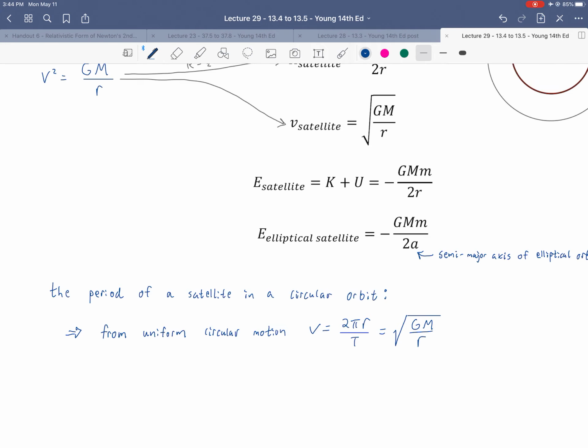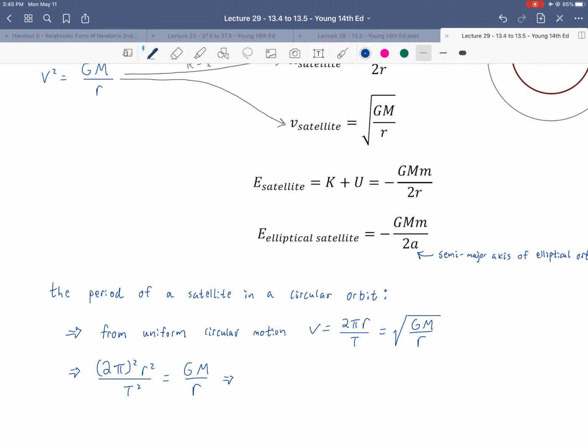So we want to go ahead and square both sides. So then I'm going to have 4 pi squared r squared divided by T squared is going to be GM over r. So notice that the period is turning out to be independent of the mass of the satellite. That's as it should be, just like its velocity should be independent of its mass. The forces tell us that. Newton's second law tells us that.